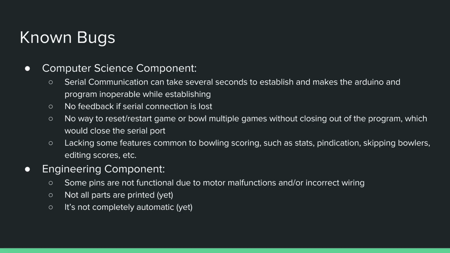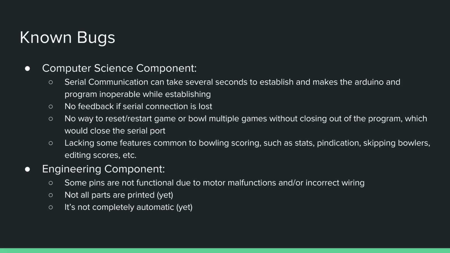There's also no way to bowl multiple games yet. So this is more of a feature to add in the future, not so much a current bug. Honestly, the code component works fine. It's the engineering component that I'm struggling with more. But in the future, I would like to make it where you can reset the game or bowl multiple games. It would also include some stats, a little picture of which pins you've knocked down, skipping bowlers, editing your score, changing your name, all kinds of stuff like that. That is common to most full-scale bowling scoring in real life at an actual bowling alley.